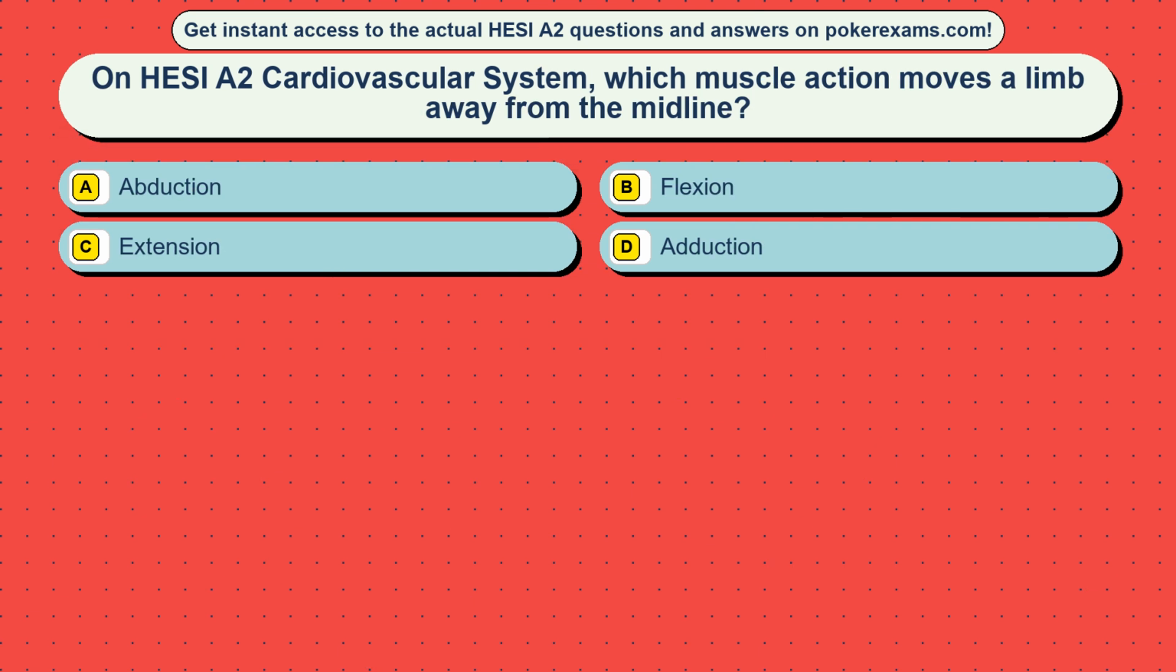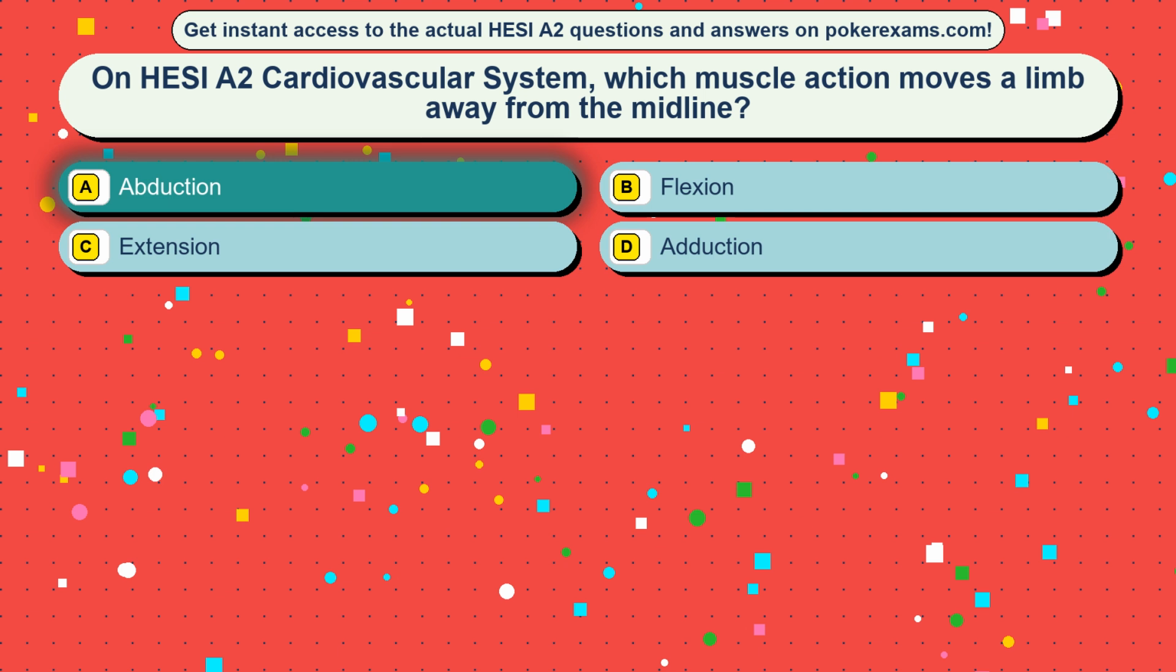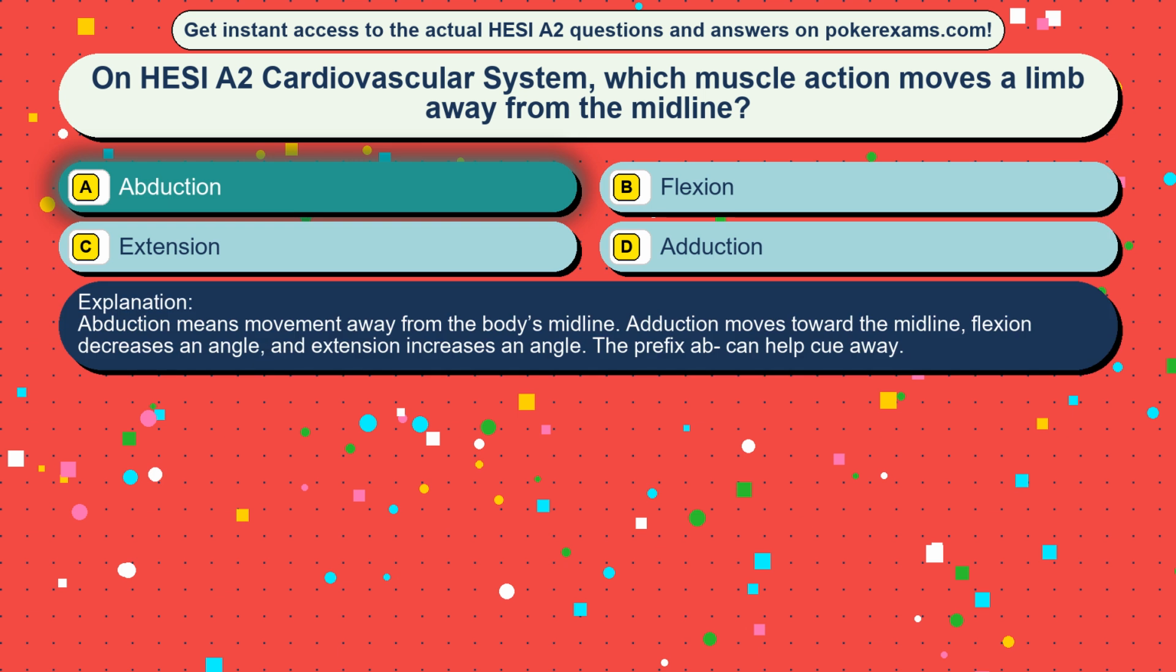Question 34. On HESI A2 cardiovascular system, which muscle action moves a limb away from the midline? Option A abduction, option B flexion, option C extension, option D adduction. The correct answer is option A, abduction. Abduction means movement away from the body's midline. Adduction moves toward the midline, flexion decreases an angle, and extension increases an angle. The prefix AB can help cue away.